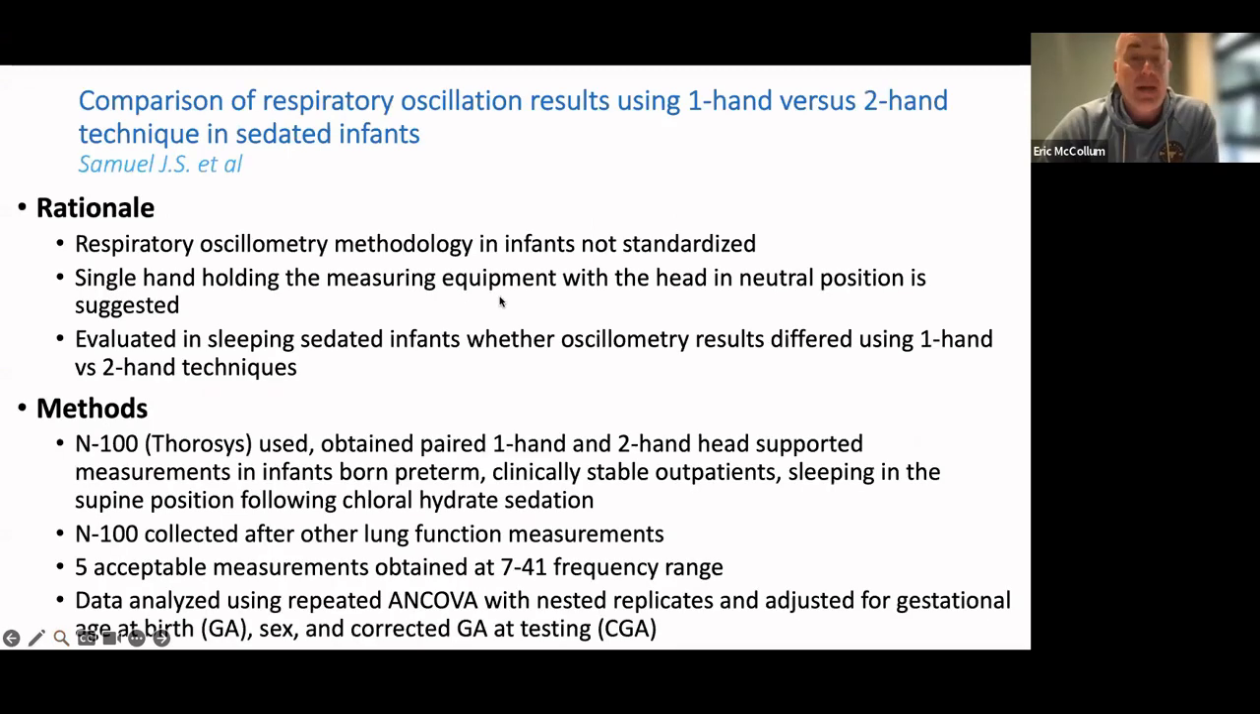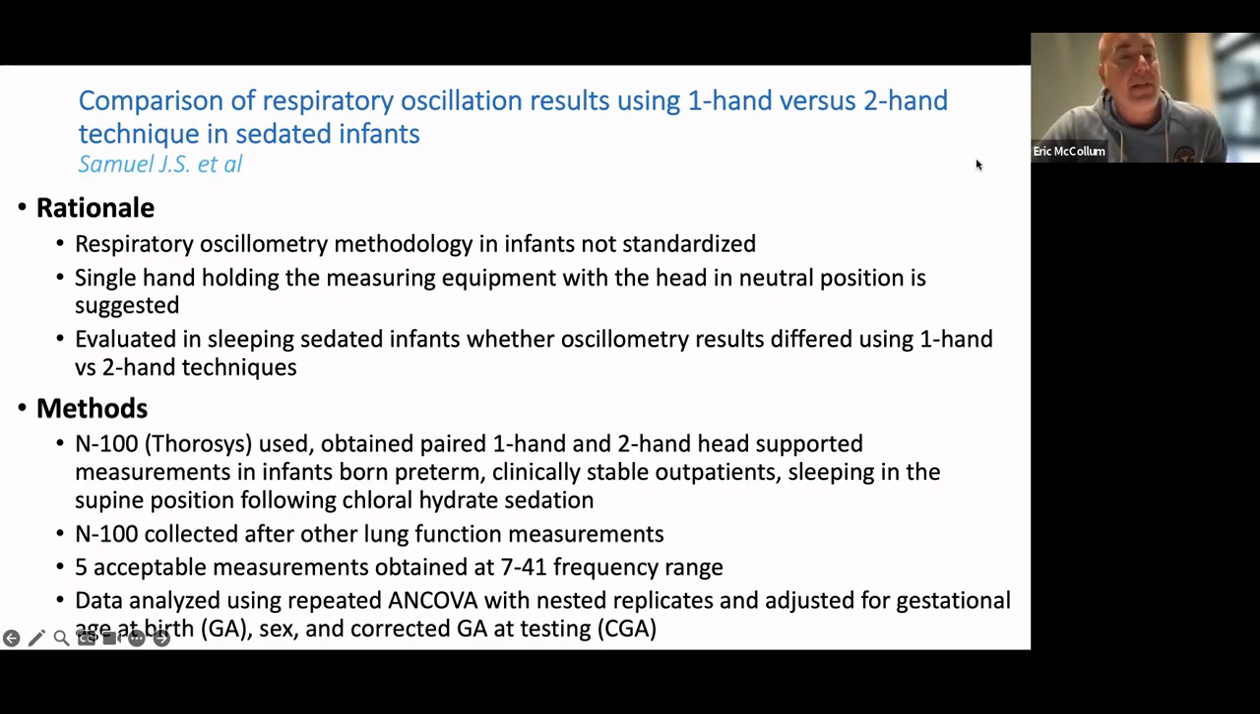And here's another one on oscillometry quality. So this is getting into sedated infants. Ignore the sedated part, but these are infants essentially. I thought this was interesting because I know there's a lot of interest in infants and neonates, and doing oscillometry in this group and what's the best way to do it. This particular abstract is looking at using one hand versus two hands.